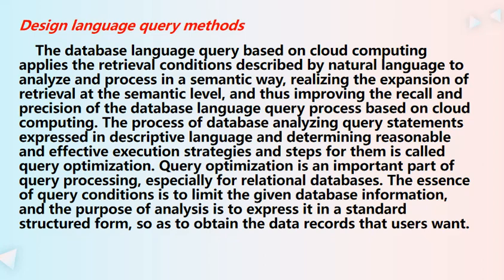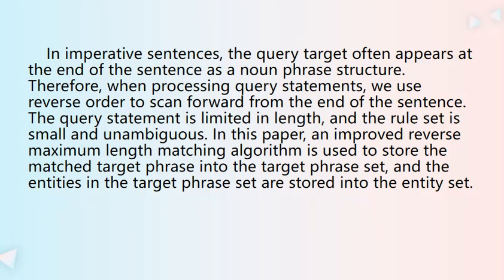Query optimization is an important part of query processing, especially for relational databases. The essence of query conditions is to limit the given database information, and the purpose of analysis is to express it in a standard structured form, so as to obtain the data records that users want. In imperative sentences, the query target often appears at the end of the sentence as a noun phrase structure. Therefore, when processing query statements, we use reverse order to scan forward from the end of the sentence.